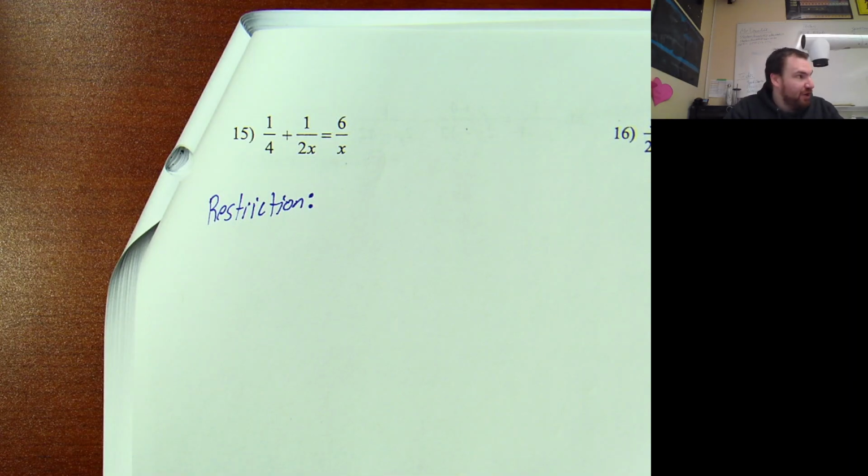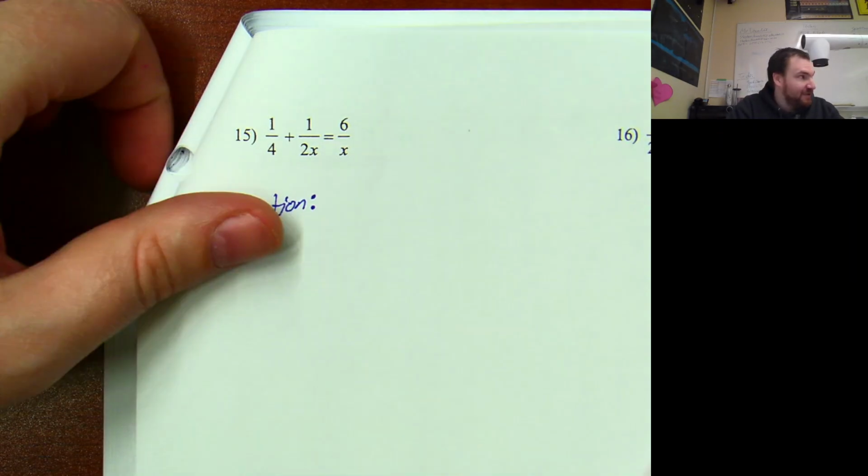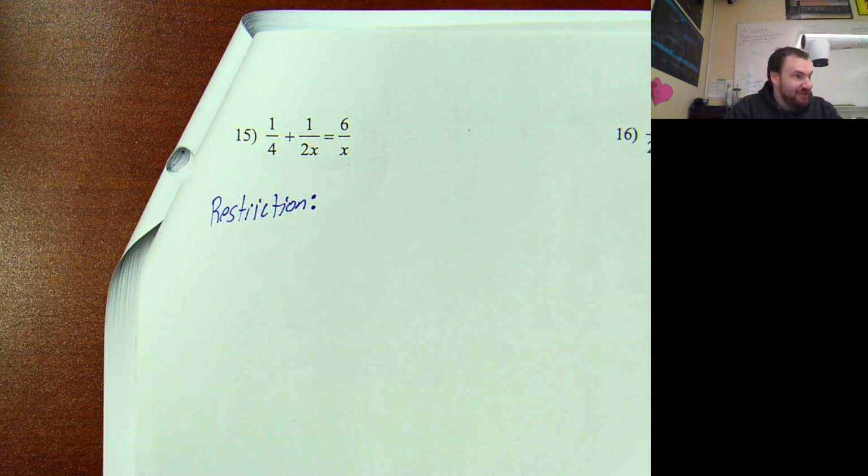Okay, so what do we do? Carmen, what do we do for the restriction? I gave you like 1,000 questions on restrictions. 2x what? x is not allowed to equal 0. Did you write this down? Okay, then why didn't you say it? So 2x is not allowed to equal 0. So then what are we going to do?